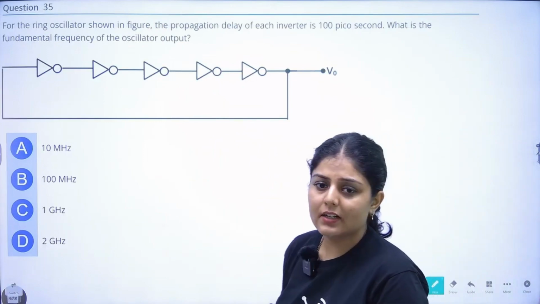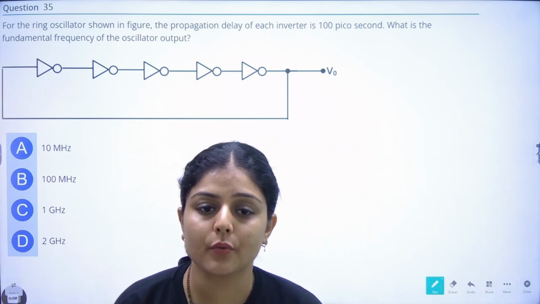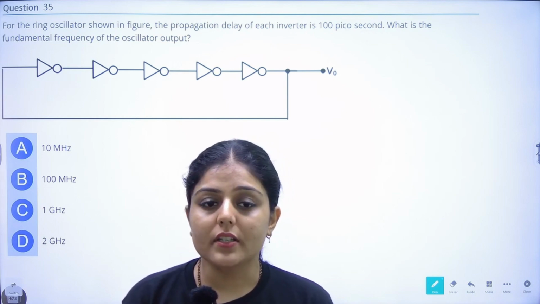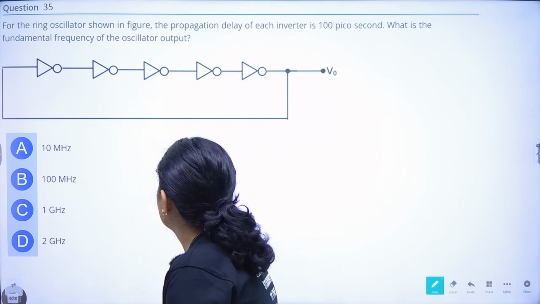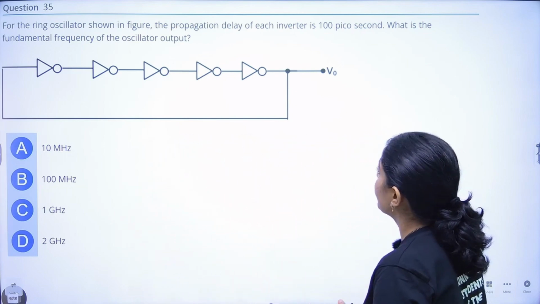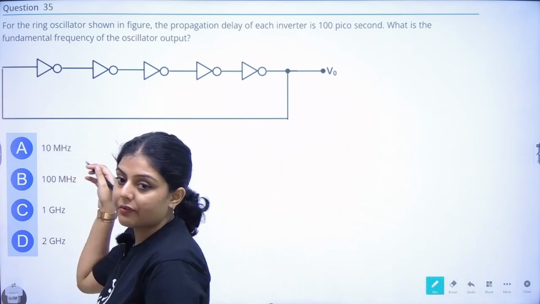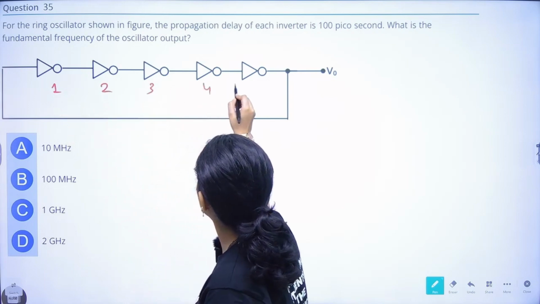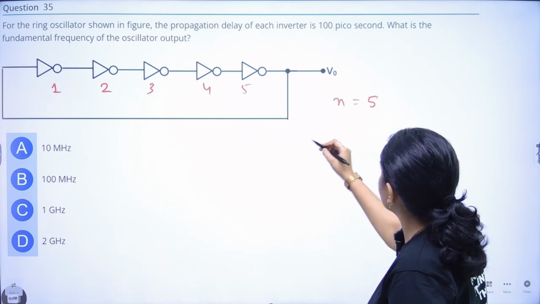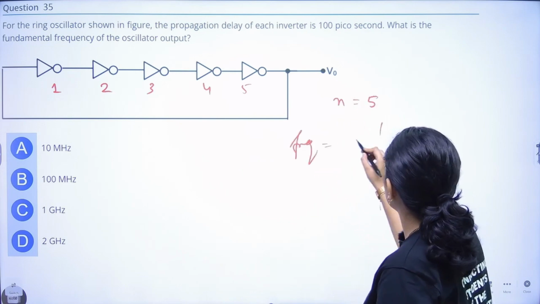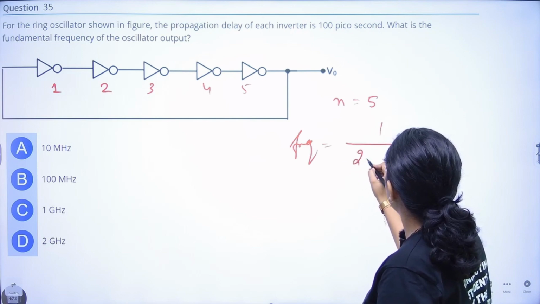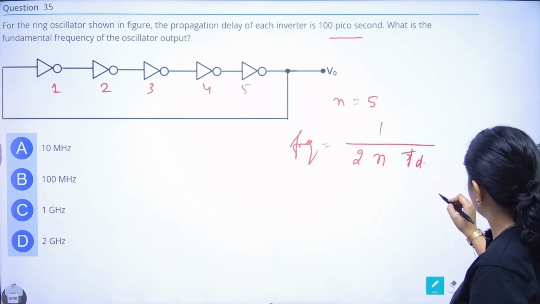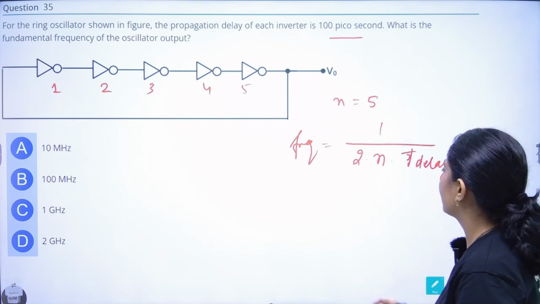Next question is a little different. For the ring oscillator shown in the figure, the propagation delay of each inverter is 100 picoseconds, right? What is the fundamental frequency of the oscillator output? For this kind of ring oscillator, we have to find the number of NOT gates. So n is equal to 5. Its frequency is fixed. So its frequency is 1 by 2 into n into t delay, right? So that will be your frequency.